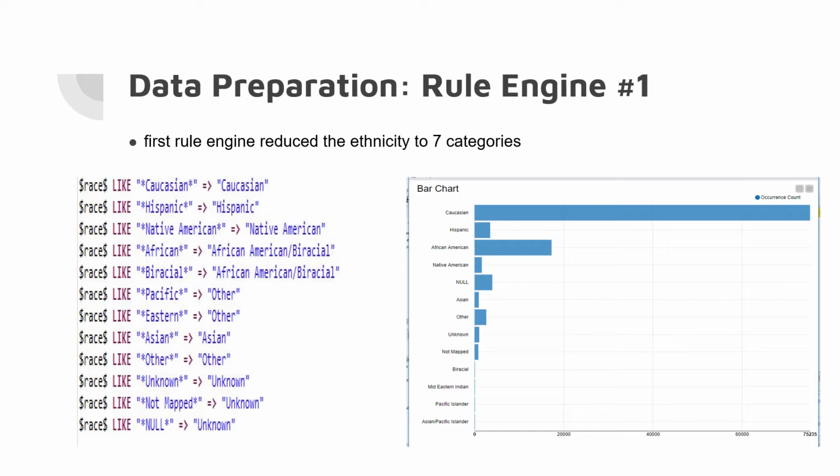So the first rule engine was applied against race. We have about 10 different race categories: Caucasian, Hispanic, African American, etc. And 3 of them are basically unknown categories, so we grouped them into an aggregated category called unknown. So unknown, not mapped, and null went into the unknown category. And then Pacific and Eastern were relatively underrepresented, like there's not a lot of records with those races, so we grouped them into the other category. And then we grouped biracial and African American, and that's it.